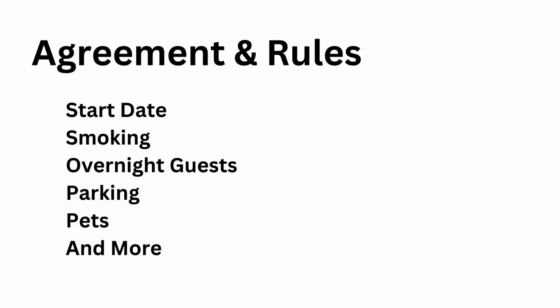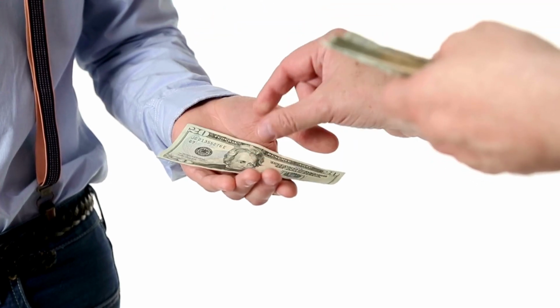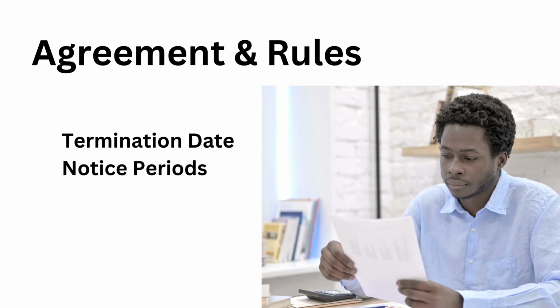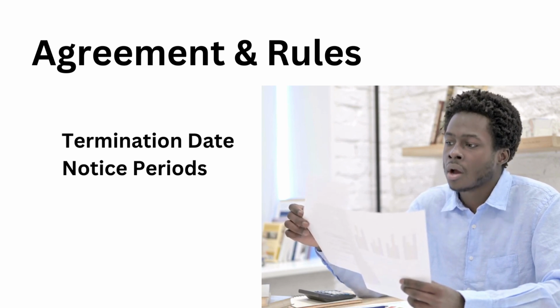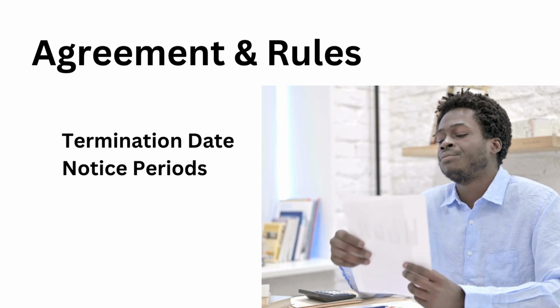Ensure your roommate agreement is clear with the start date, house rules such as smoking, overnight guests, parking, pets, etc. Include when payment for the room is due. Also include a termination clause for both parties. How much notice is the roommate responsible to give to you and you to them?